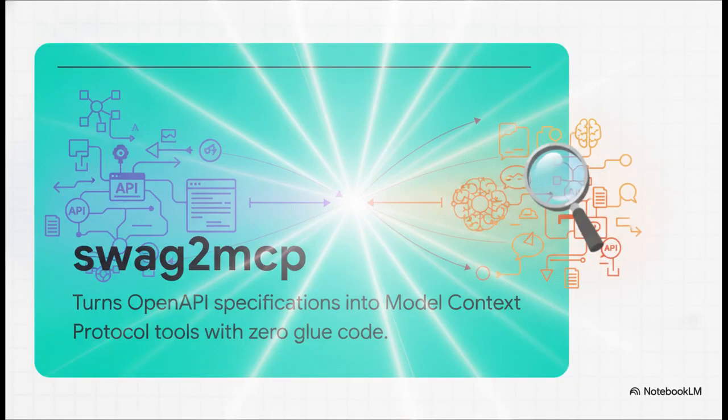Enter swag2mcp. It's a clever little portmanteau of Swagger and MCP, and it runs entirely as an MCP server. It literally takes your existing OpenAPI, Swagger, or Postman spec files and automatically transforms them into fully functional MCP tools. I mean, zero glue code required. You just point it at your spec file, and it handles the rest.